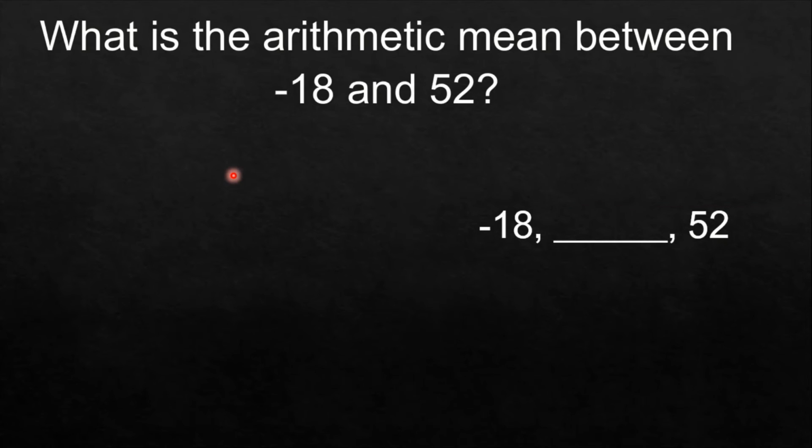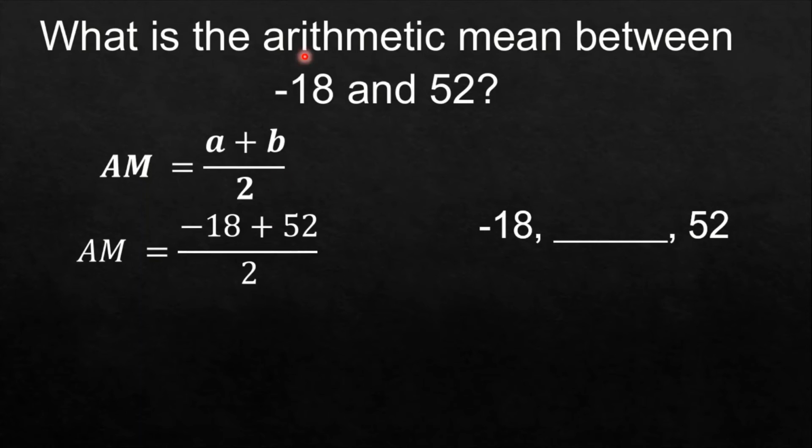So, paano yon? We simply add the two given terms, then divide the sum by 2. Now, solving for this problem, we have negative 18 plus 52 all over 2. So, we have now 34. Follow pa rin natin ang rule in adding integers, okay? So, 34 divided by 2. So, the arithmetic mean is 17. So, we have negative 18, 17, and 52.